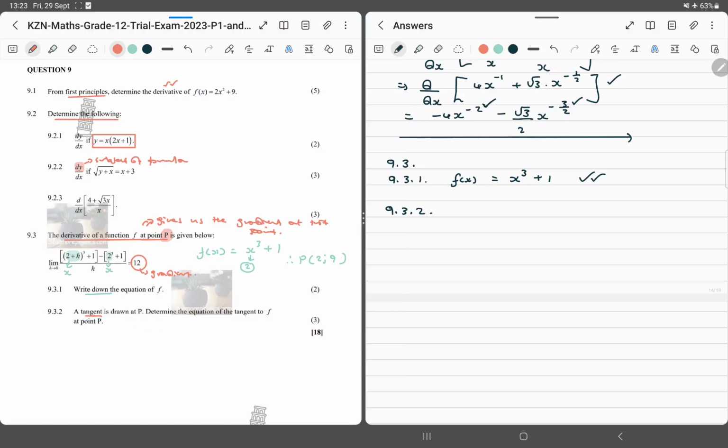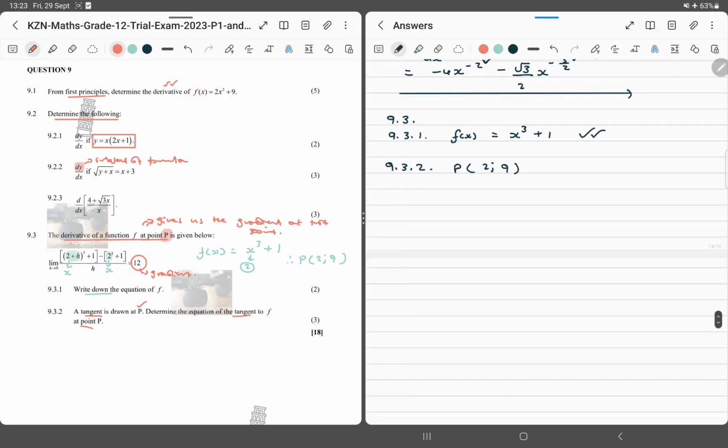Now it says a tangent is drawn at point P. Determine the equation of the tangent of f at point P. This is easy. Here P is the point (2, 9). You can show the calculations, but I'm not interested, guys. You substitute 2, then you get 9. However, the gradient, this implies that the gradient of the tangent is going to be 12. Okay, easy. That's very important.